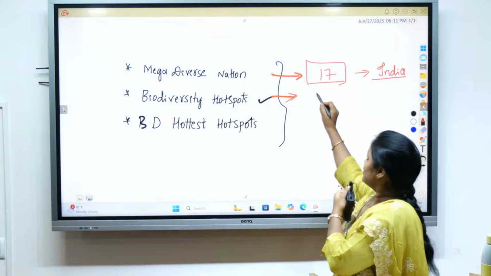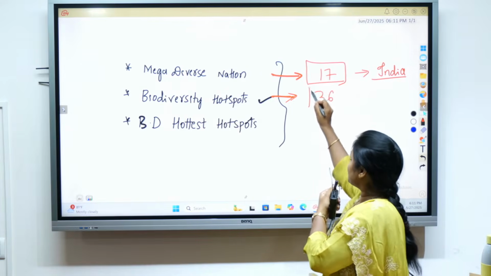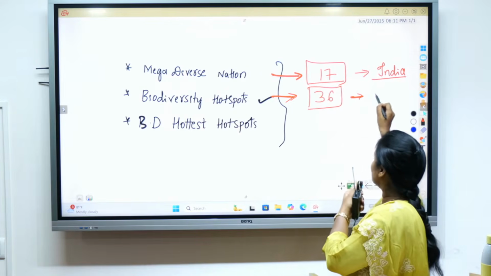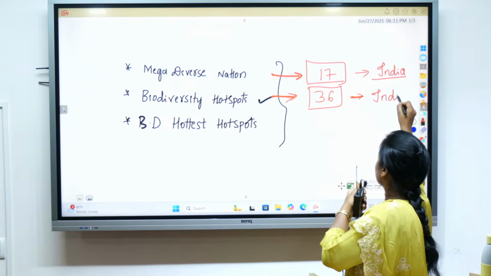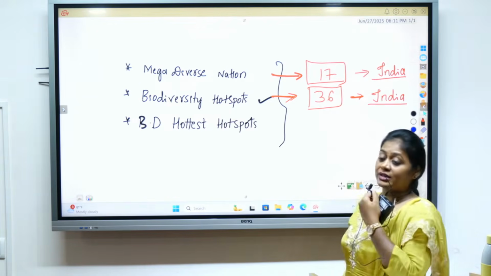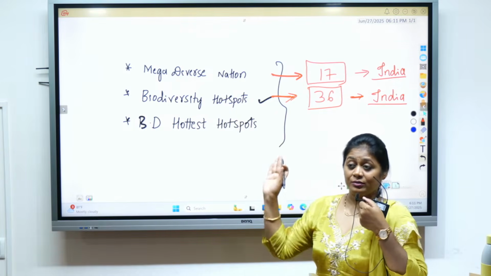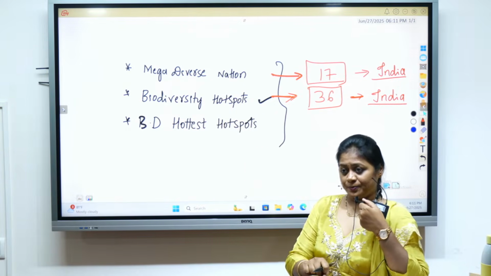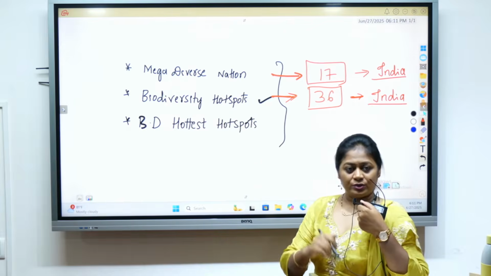There are 36 biodiversity hotspots. Among the 36 biodiversity hotspots, India is one among them.